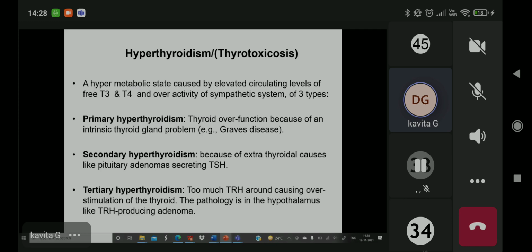Primary is thyroid overfunction because the thyroid itself has some problem in it. So that's Graves' disease. Secondary hyperthyroidism is because the pituitary has started malfunctioning. There's some tumor that is secreting too much TSH. And then tertiary hyperthyroidism is when there is too much TRH. So the pathology is at the level of the hypothalamus, most likely a TRH producing adenoma.